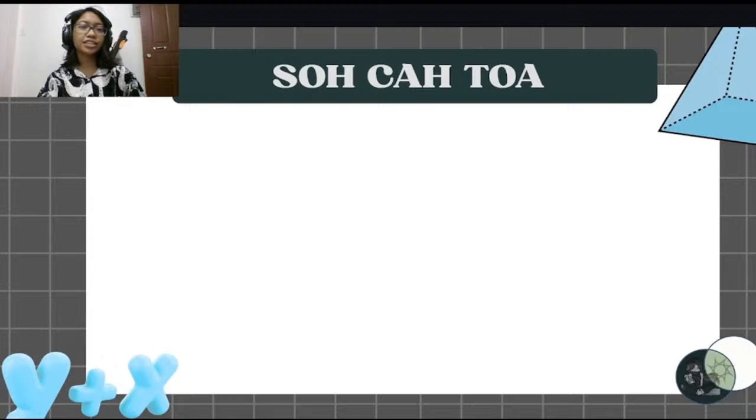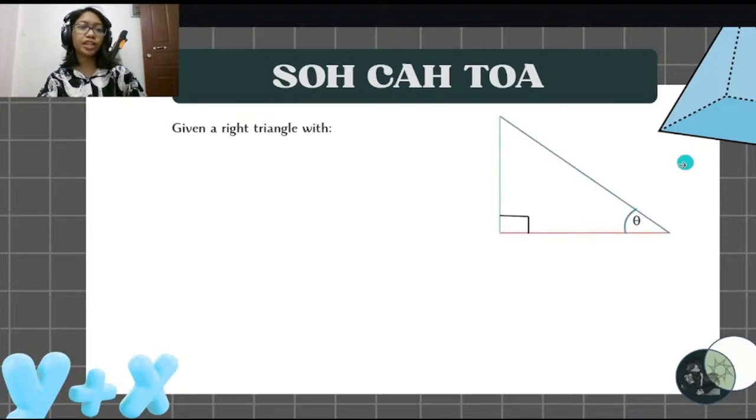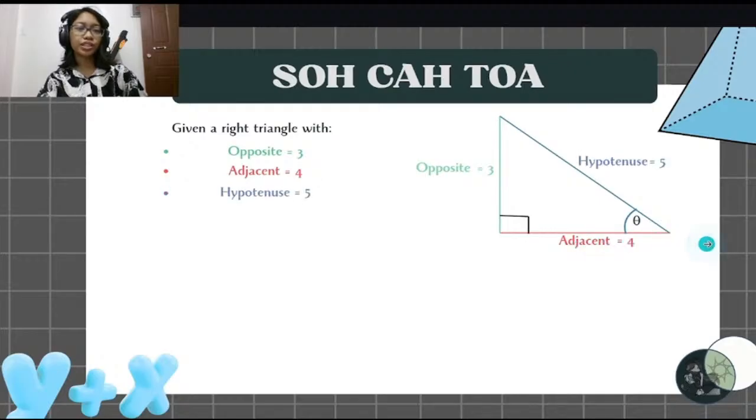Let's try an example. Given a right triangle with angle theta, the opposite side is equal to 3, the adjacent side is equal to 4, and the hypotenuse is equal to 5. Find sine theta, cosine theta, and tangent theta using SOH-CAH-TOA.